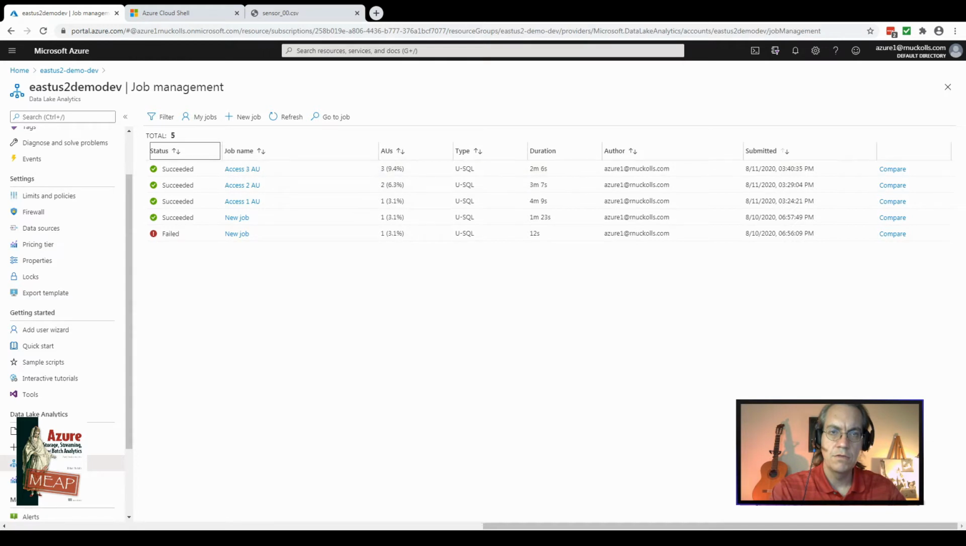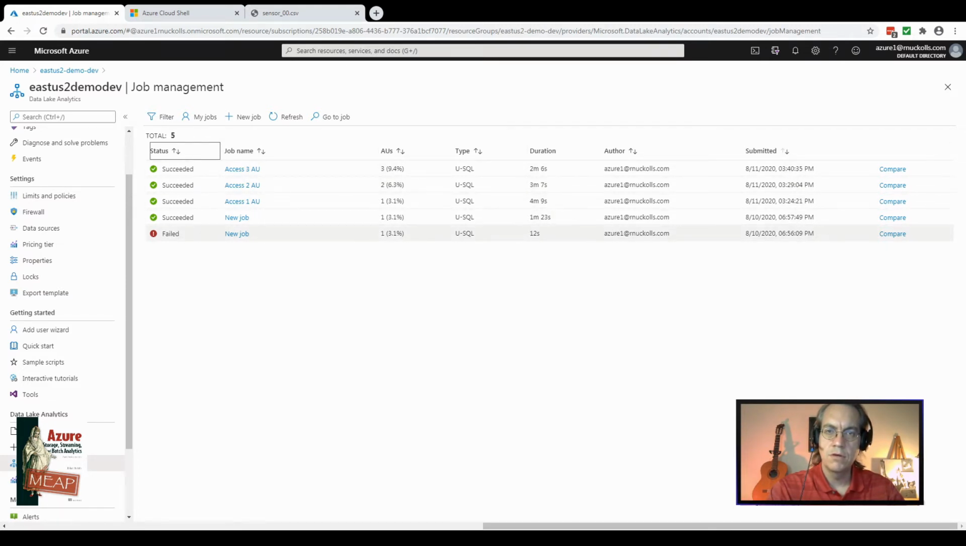In the third column here, you can see the number of AUs that were used. AU is analytical unit. It's a measurement of how many parallel nodes are being used for this particular job. Each of these AUs represents a node in a cluster for the Data Lake Analytics service. In the case of the Access 1 AU job, we ran 1 AU. In the Access 2 AU job, we ran 2 AUs, and in the Access 3 AU job, we ran 3 AUs.